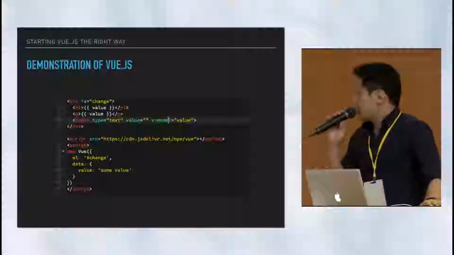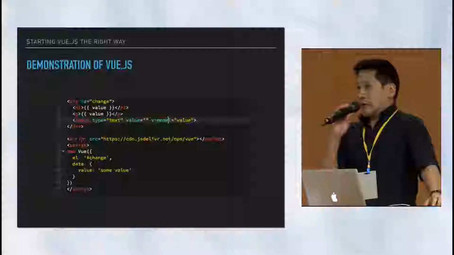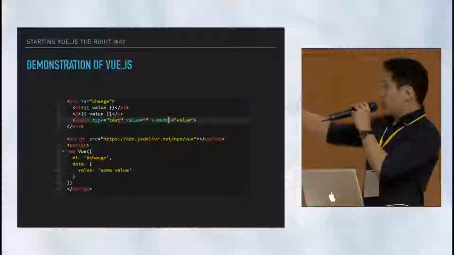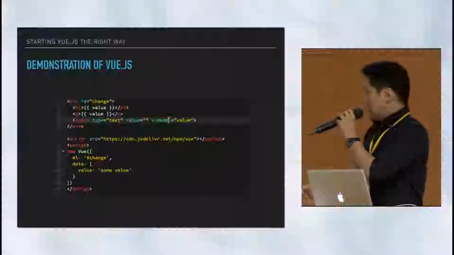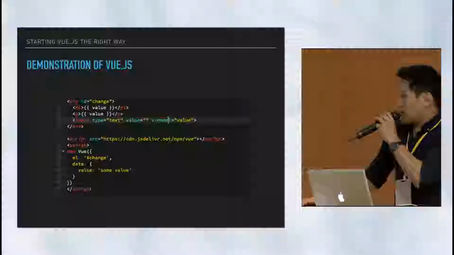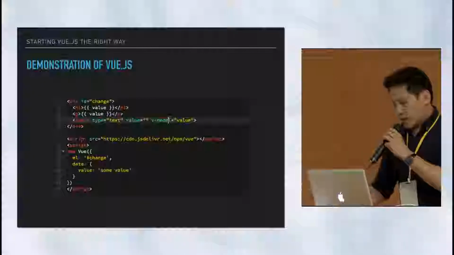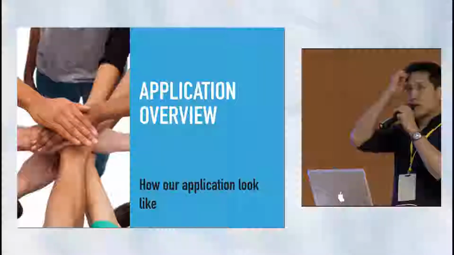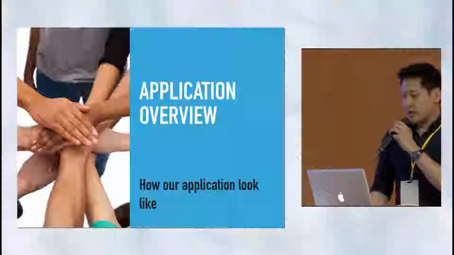This is the most simple example that we can come up with that directly maps to the example that we had just now. Remember, we had the header, we have a text box that needs to update the other things. This is all the code there is to update the header and the main text. So let's see what kind of application we are looking at, and how we are going to integrate Vue into it.